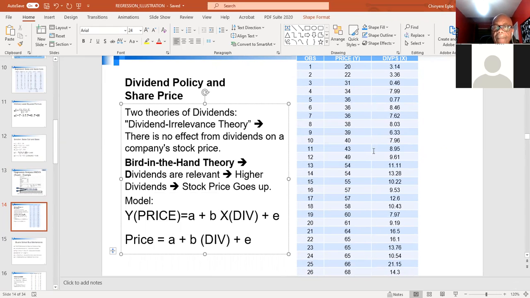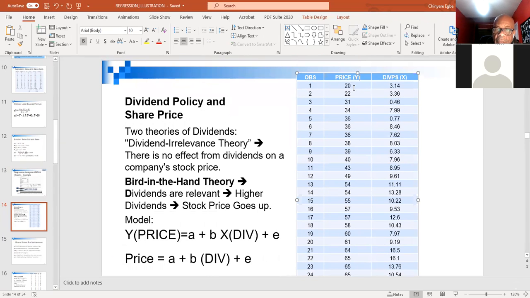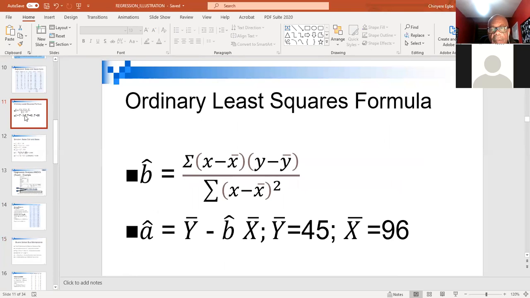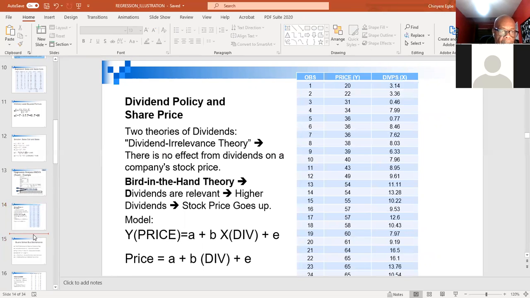This is the original data. The price of the stock is here, Y, and the dividends per share is X. We're going to pull up the Excel file and solve through the problem. We're going to use this formula to solve through that problem. So we're going to take this out and replicate that.